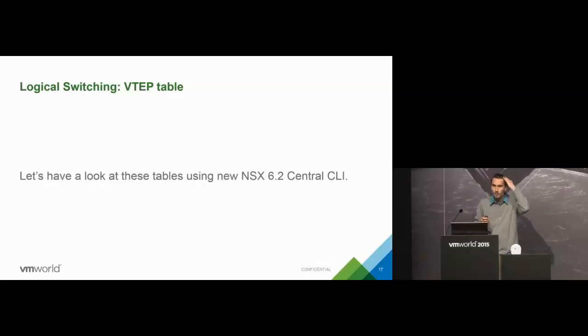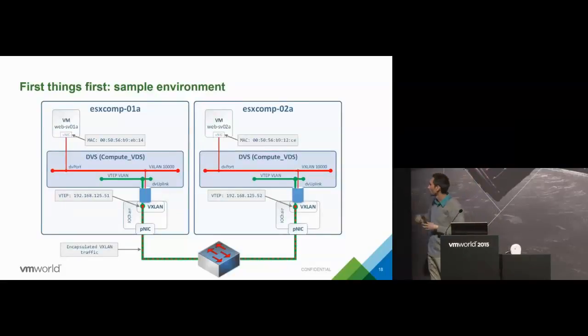So let's have a look at what these tables actually look like. Again, it's a fairly complex drawing, but you can look at it later. What I'm showing here is 2 hosts, host 1 and host 2. There is a distributed vSwitch called Compute VDS, which is present on both hosts. We have a logical switch configured with VXLAN 10,000. There are 2 VMs on it, web server 1 and web server 2. If you played around with the hands-on labs, they will be familiar to you. They have their MAC addresses and whatnot.